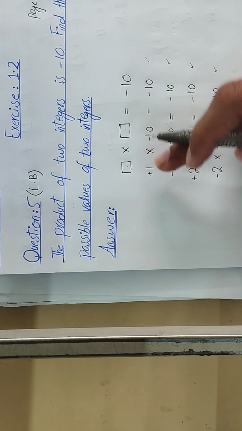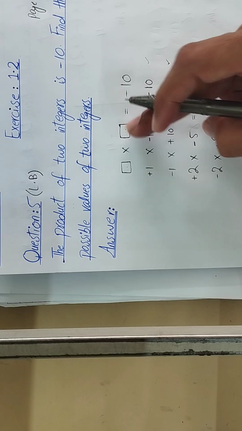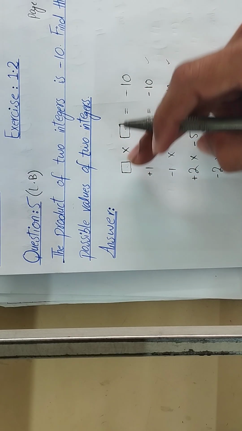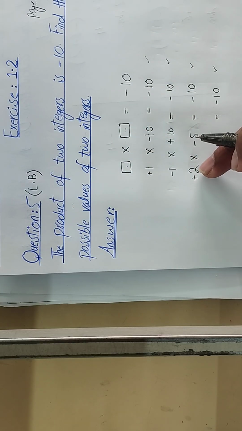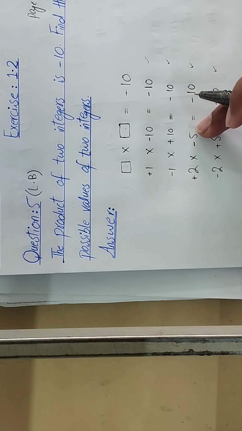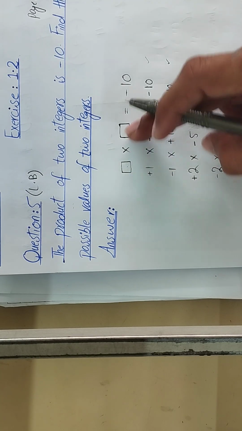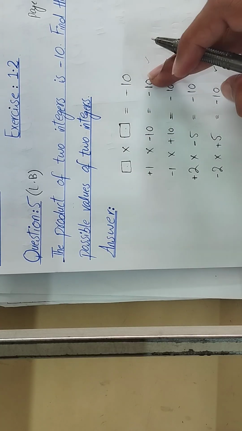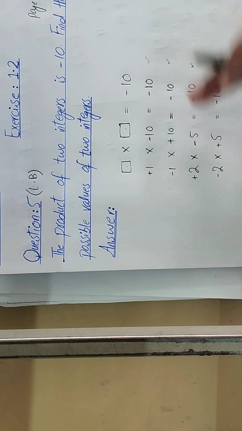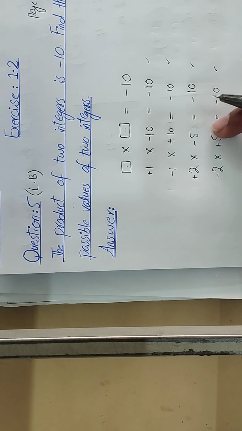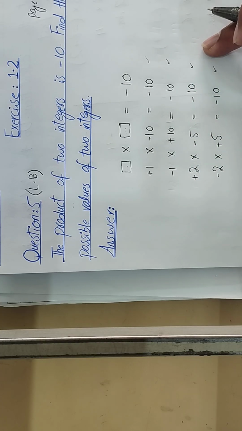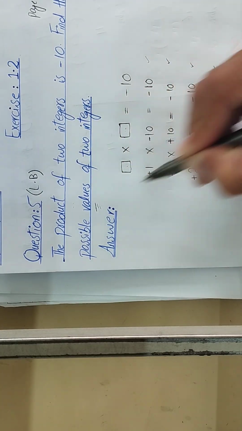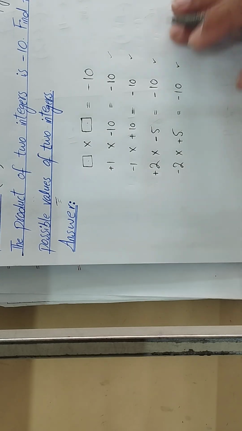ये दोनों missing numbers plus 1 और minus 10 हो सकते हैं, ये दोनों मिसिंग नंबर्स -1 और +10 हो सकते हैं, और these two missing numbers they could be +2 and -5, or we can say that these two missing numbers they could be -2 and +5, क्योंकि इनसे भी -10 आंसर आता है. And for these the answer is -10. So these are the 4 possible values, 4 possible answers of this question. I hope you understood the question.